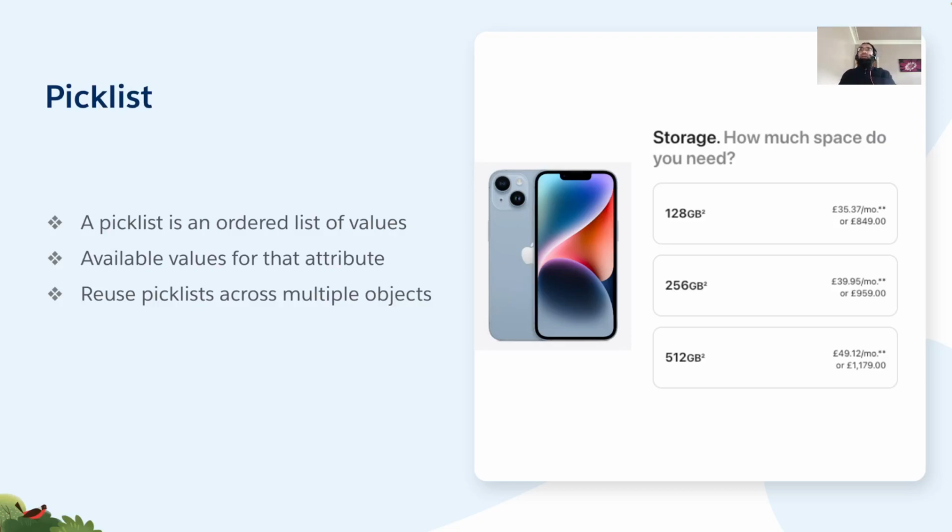So the first one is a pick list. An example here is I have an iPhone phone and I have a storage attribute: 128 gigabytes, 256 gigabytes, and 512 gigabytes. These three values, I would create them as pick list. And once I've defined them as a pick list, these pick list values can be reused for other products as well.